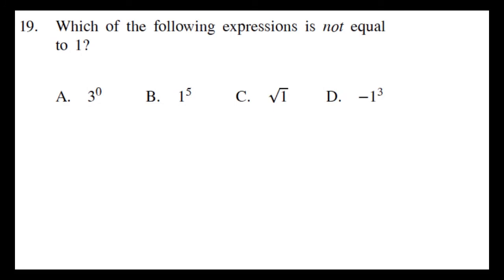Which of the following expressions is not equal to 1? We know anything to the 0 power is 1. We know 1 to the 5th means I'm using the 1 5 times and multiplying, so that's 1 times 1 times 1 times 1 times 1, which would be 1. We know the square root of 1 is 1. We know that this negative, having this odd integer, that would be a negative 1 times 1 times 1, because there's no parentheses here. So in the end, that's going to be a negative 1, which of course is not equal to a positive 1 like they wanted.